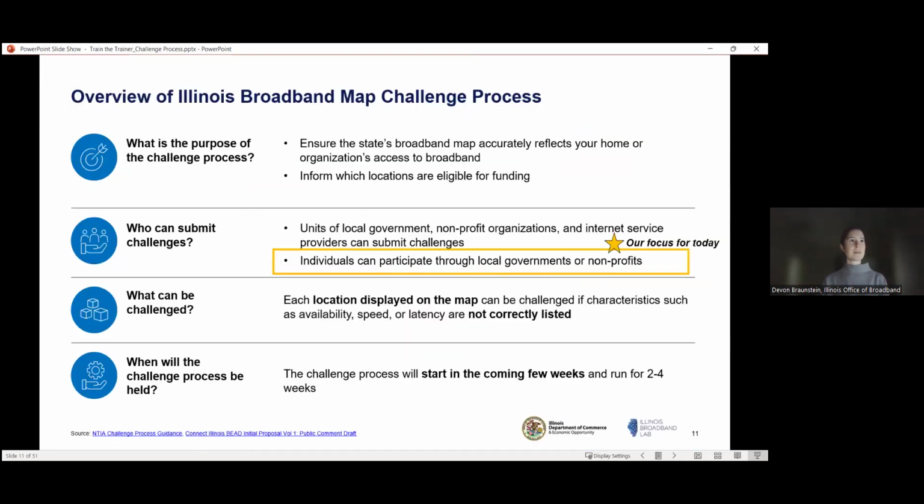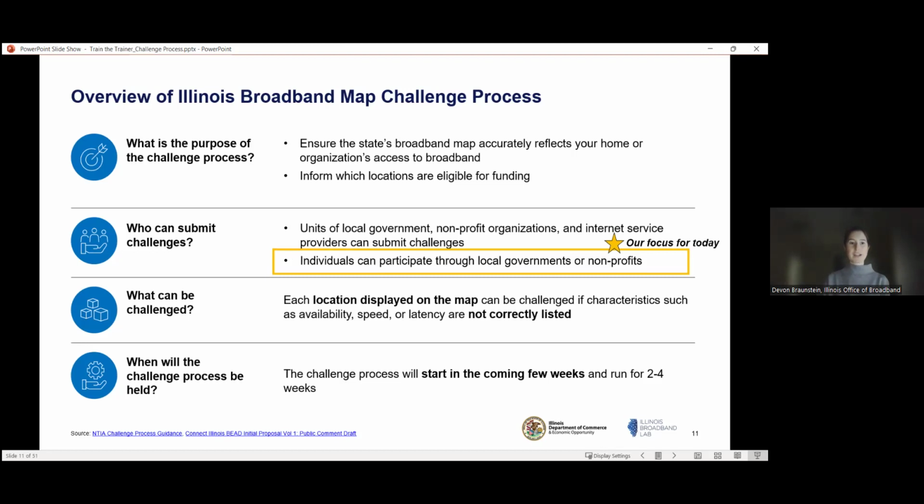So if you've been at some webinars lately, a lot of this will look familiar. So I'm just going to kind of breeze through this as a reminder. What is the purpose of the challenge process? To ensure that the state's broadband map accurately reflects your home or your organization's access to broadband.